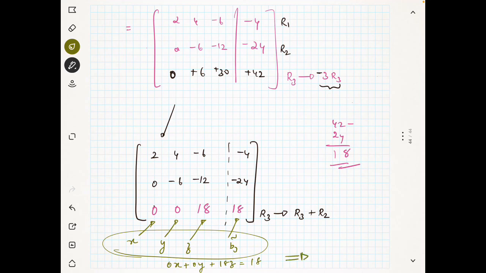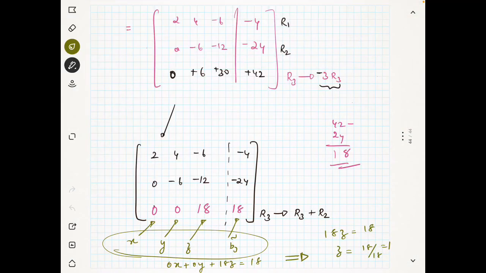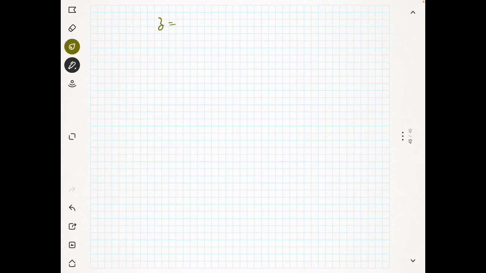This implies that 18z is equal to 18. So z equals 18 by 18, which is equal to 1, right? So z equals 1. So you will be getting the value of z as 1. Okay, so we got z equal to 1.